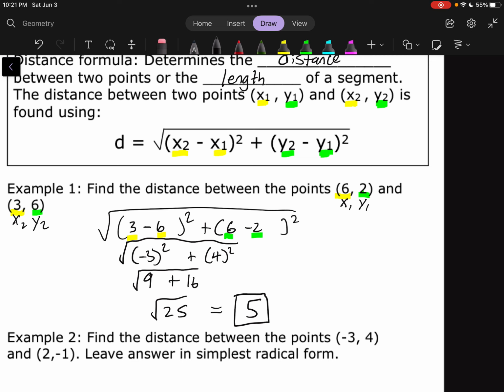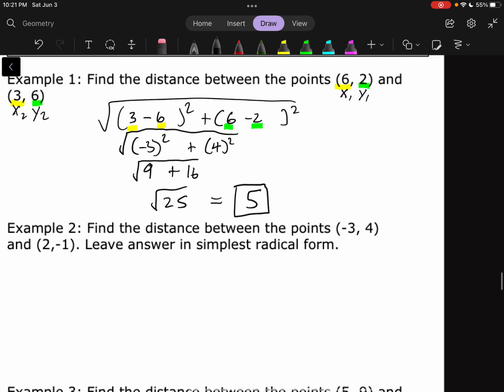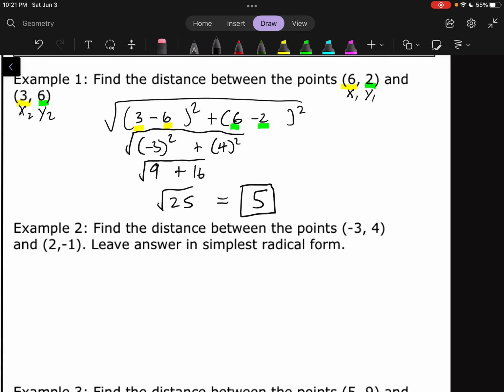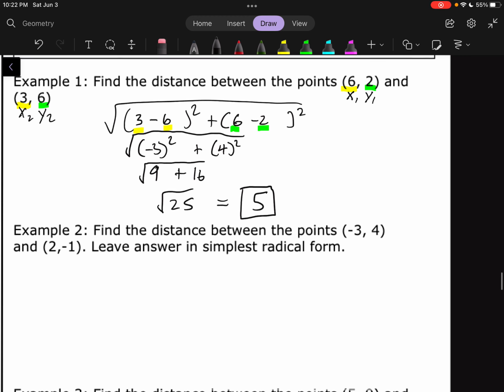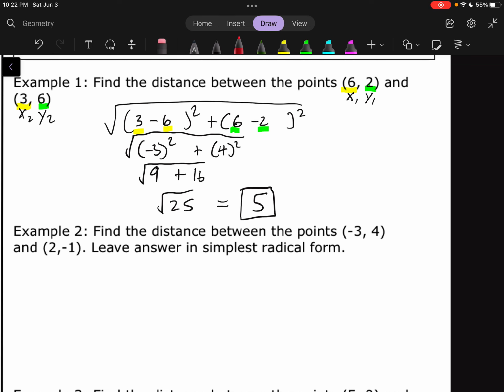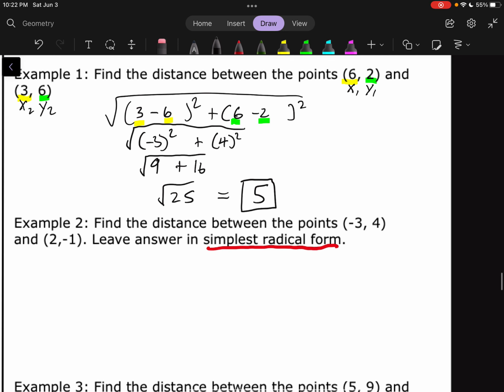Could be 5 inches, 5 meters, we don't know. Example 2, let's run it again. This says find the distance between the points (negative 3, 4) and (2, negative 1). Leave answer in simplest radical form. So if you see this phrase here, simplest radical form, that means that you gotta solve it by hand, and there's probably gonna be some simplifying involved at the end.